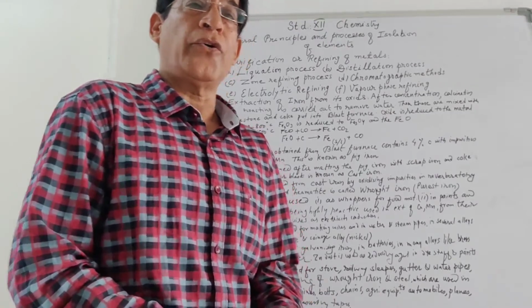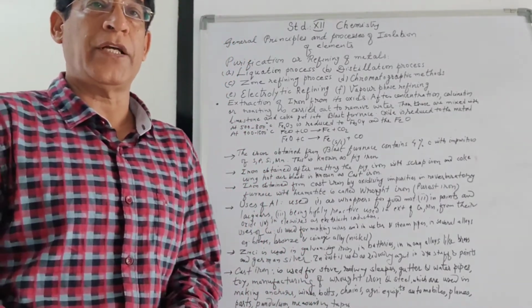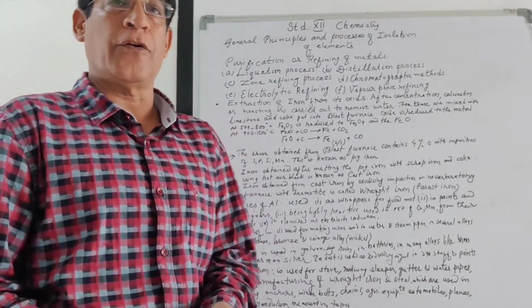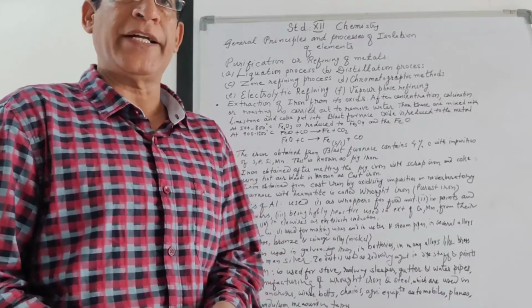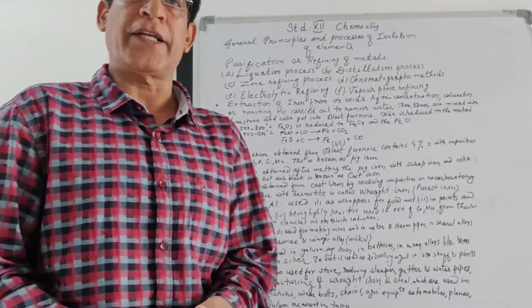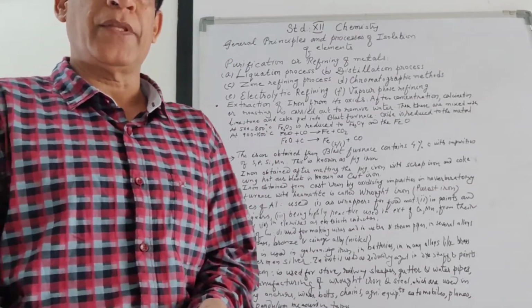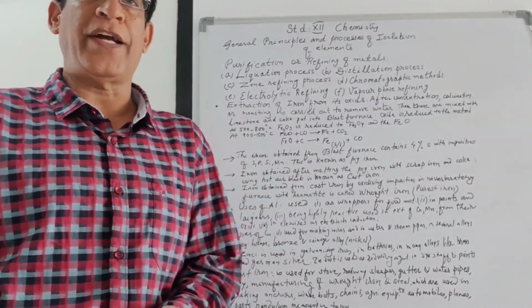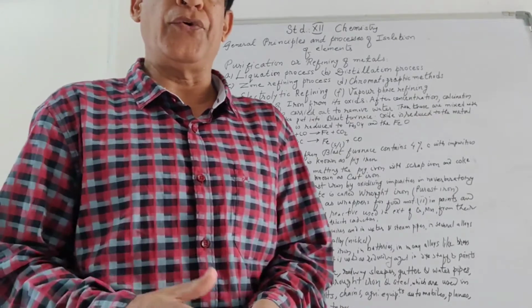Now, today we are going to discuss purification or refining of metals. Metals obtained by reducing processes still contain some objectionable impurities and have to be refined. Refining technique is used.